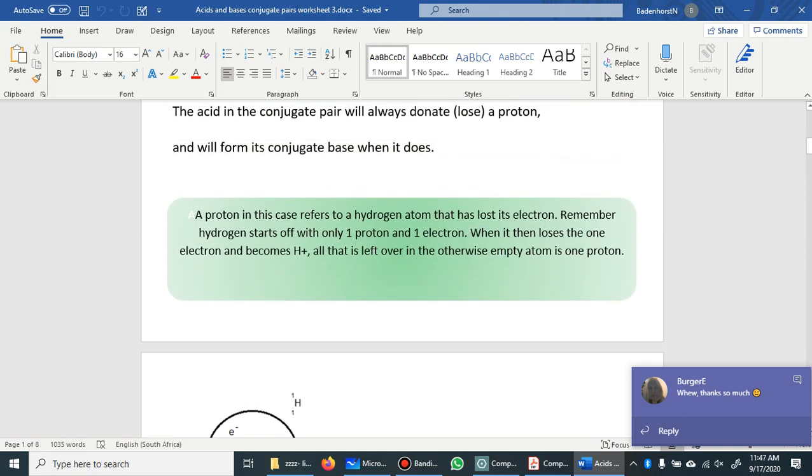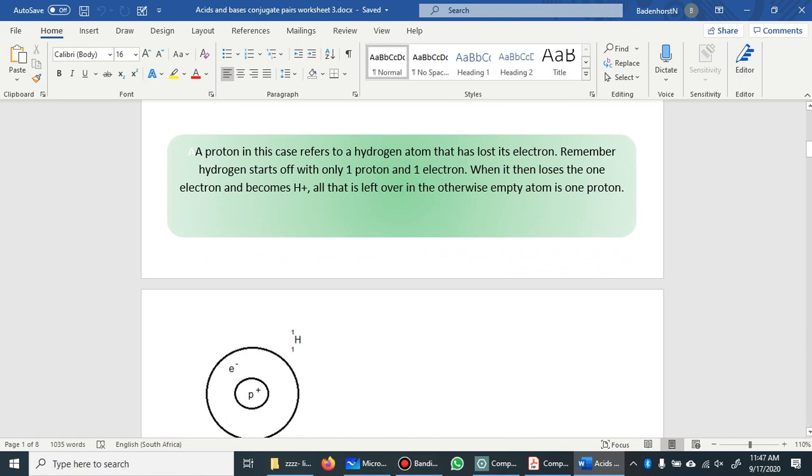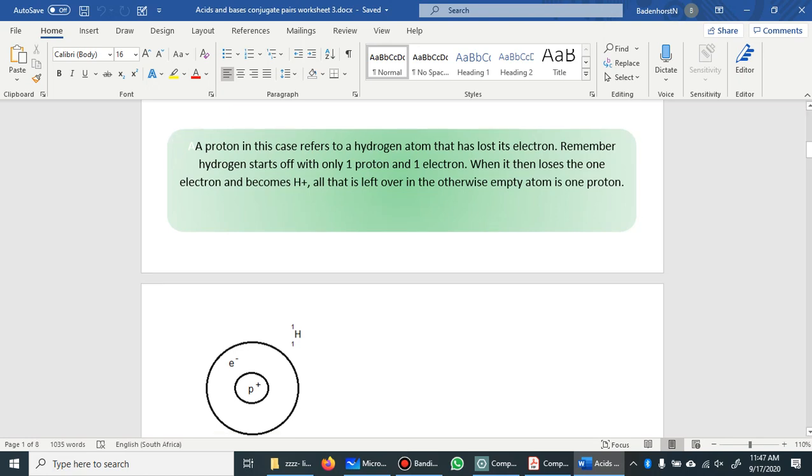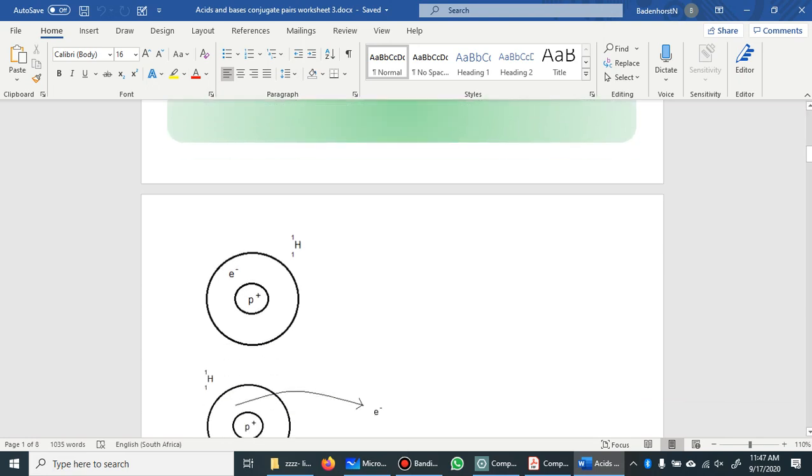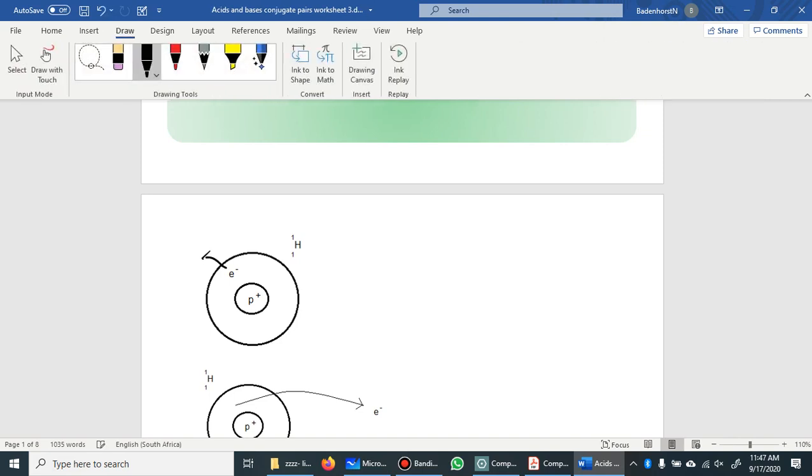It tells you what they mean when they talk about a proton, that an acid is something that donates a proton and a base is something that accepts a proton. A hydrogen atom looks like this. It has one proton and one electron in it. Now, when that hydrogen atom loses its electron, it becomes H plus, a hydrogen ion. Essentially, all that's left over is a proton.